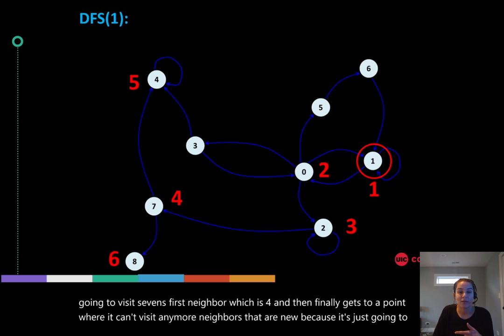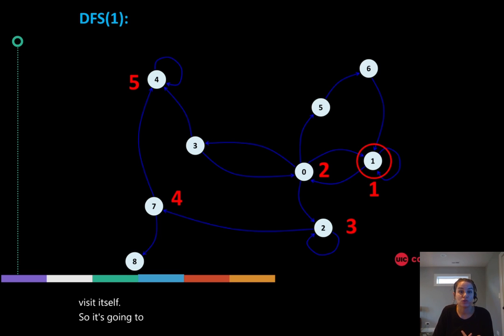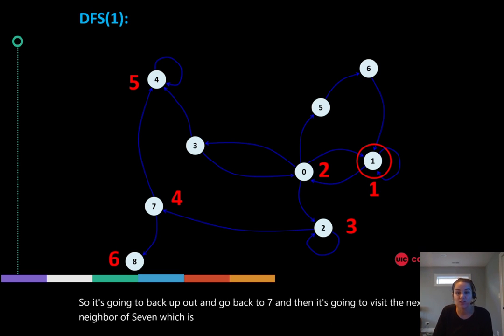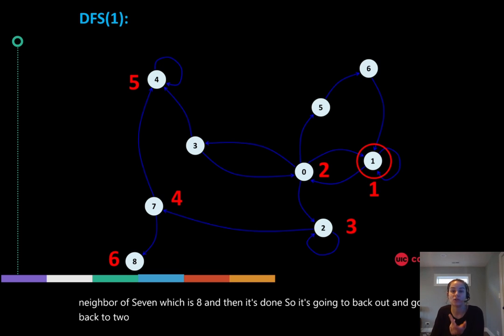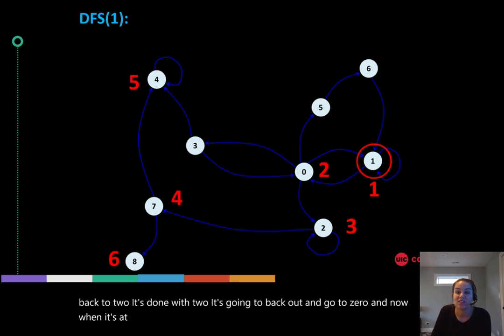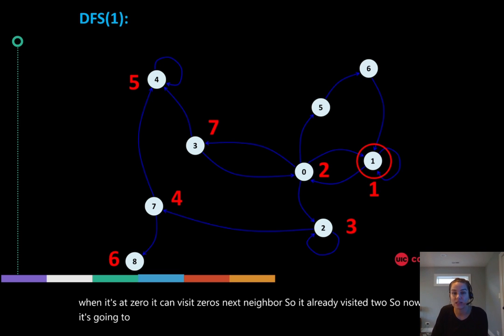So it's going to back up out and go back to 7, and then it's going to visit the next neighbor of 7, which is 8. And then it's done, so it's going to back out and go back to 2. It's done with 2, it's going to back out and go to 0. And now when it's at 0, it can visit 0's next neighbor. It already visited 2, so now it's going to visit 3 as its next neighbor.